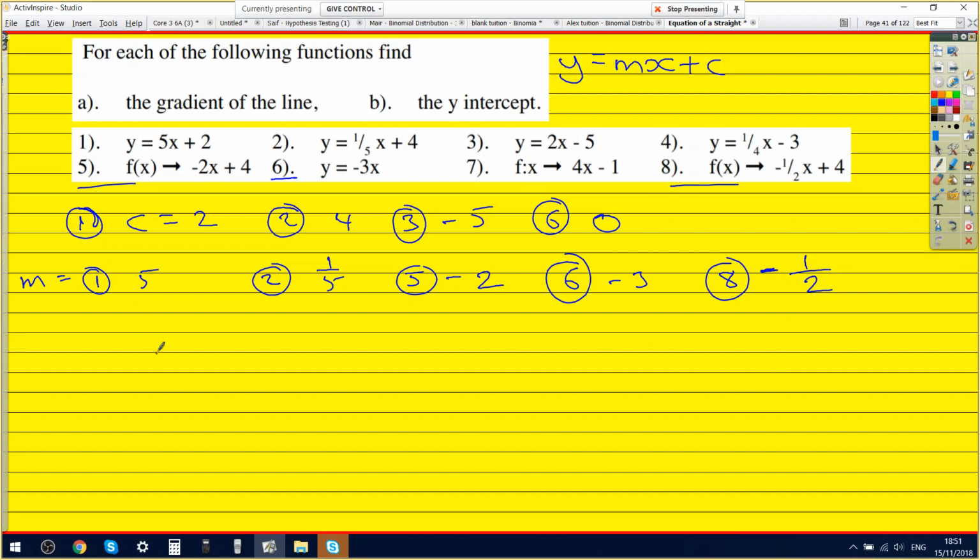So we were finding the gradient earlier. The gradient is always m, these numbers that we just found. So you can just look at it and see the gradient is going to be the m, and the y-intercept where it goes through the y-axis is going to be the c.